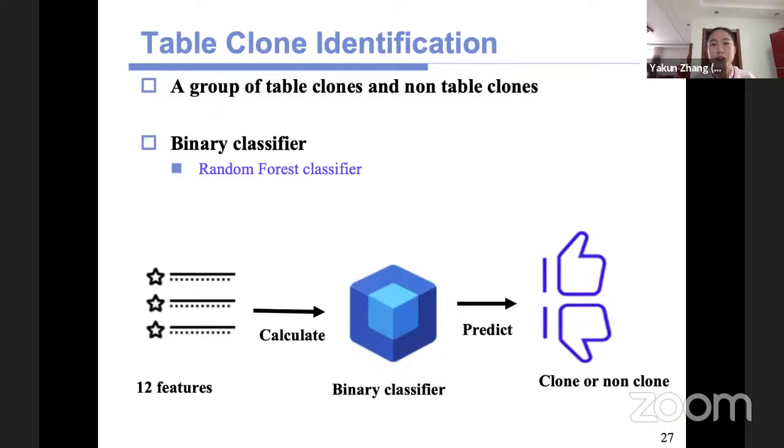The third step is to identify table clones. We first need a group of table clones and non-clones as our training data. We extract features and calculate the similarity through them. And then we need to select a binary classifier. According to our experiment, when we use the random forest algorithm, LTC obtains the best performance. After we choose a suitable classifier, it can predict the clone result.